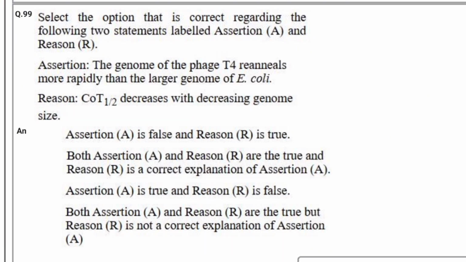Select the option that is correct regarding the following two statements labeled assertion and reason. Assertion: the genome of the phage T4 renatures more rapidly than the larger genome of E. coli. Reason: COT1/2 decreases with the decreasing genome size. Options are: assertion is false, reason is true. Both assertion and reason are true, and the reason is the correct explanation of assertion A. Assertion A is true and the reason is false. Both assertion and reason are true, but the reason is not the correct explanation of assertion A. For this, the correct answer is the second one.